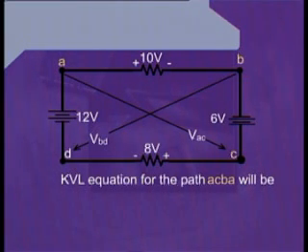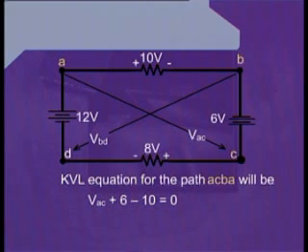Standing at the point A and looking towards the point C, we encounter VAC in between these 2 points. Therefore, we write VAC with a positive sign next to it. We go through this imaginative circuit element and reach at the point C. Once we reach at the point C, and because in this case we have decided to follow the path A, C, B and A, therefore we will be looking towards the point B.